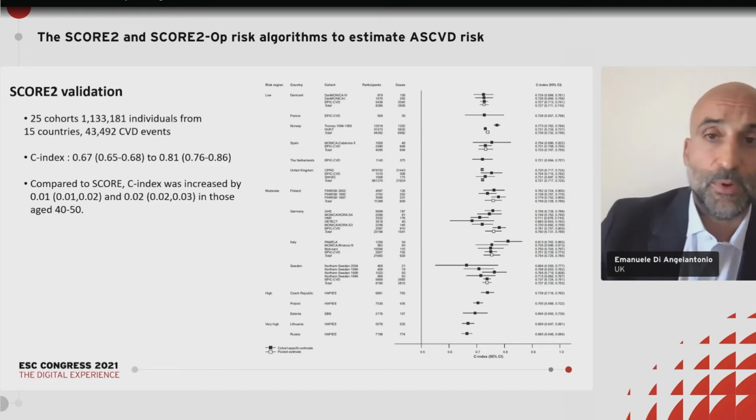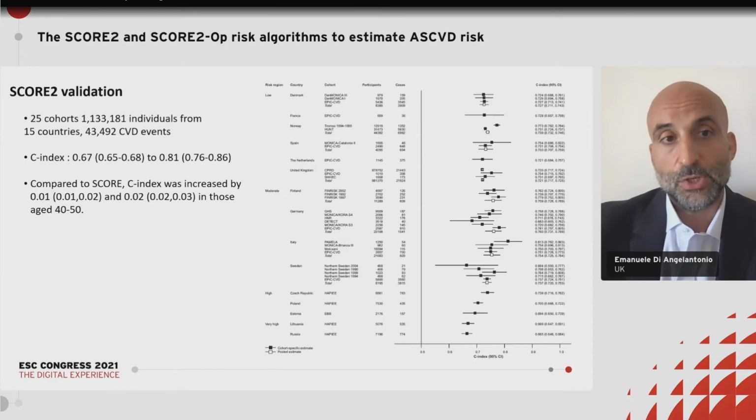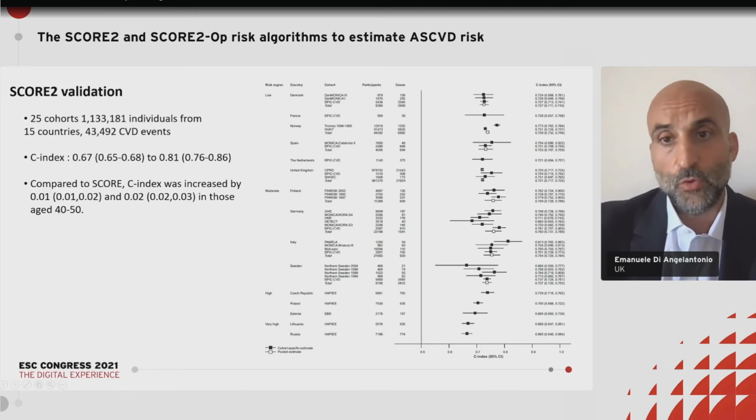So the next step, as I said before, was how does it perform in terms of discrimination and how that's performing in other cohorts. And here's a figure showing the C index, a measure of risk discrimination, that we have performed in 25 different cohorts that were not used for model derivation, including over 1 million individuals. And this is possibly one of the most extensive validations that have been produced for any risk score, especially in cardiovascular disease so far.